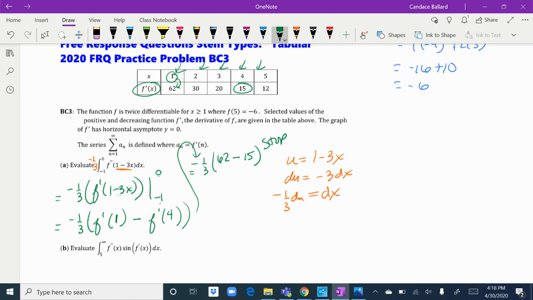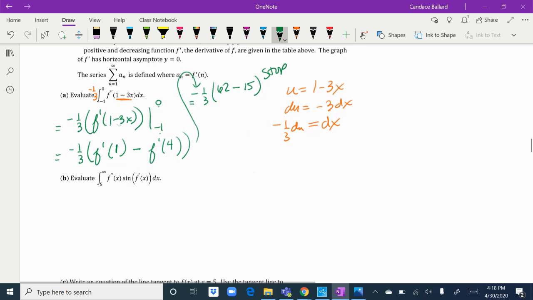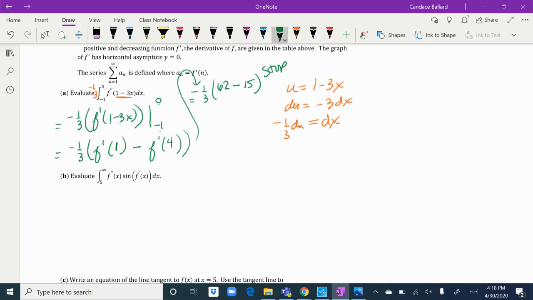Any questions on part A? Okay, let's look at part B. Put it in the chat: when I see an infinity up here, what am I going to need when I have a number to infinity? It's a BC thing.